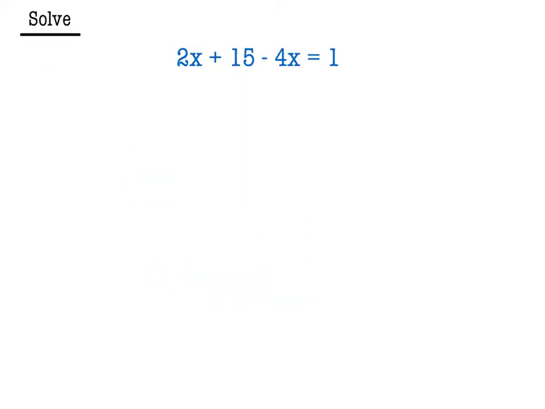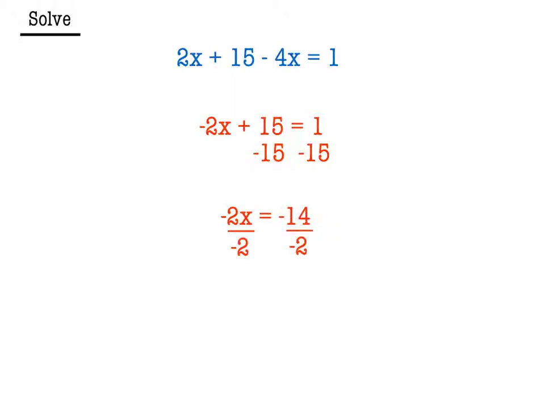Now we have a problem that we all know how to solve. First, we must combine like terms and come out with a problem that is negative 2x plus 15 equals 1. After that, we must do the inverse operation of plus 15 to both sides of the equal sign to get another new problem that is negative 2x equals negative 14. Now we divide both sides by negative 2 to get x alone and get a final solution of x equals 7.